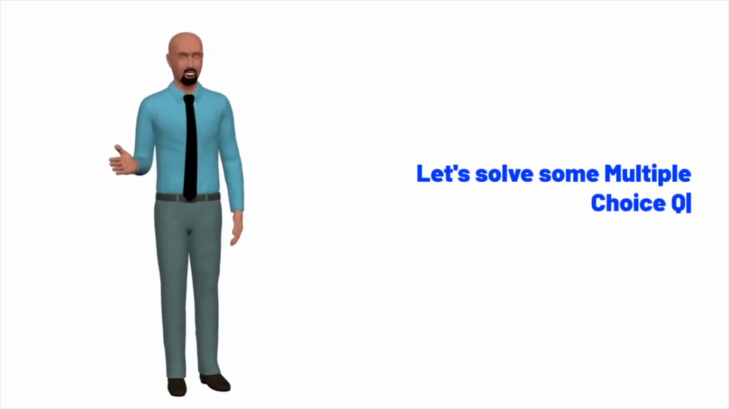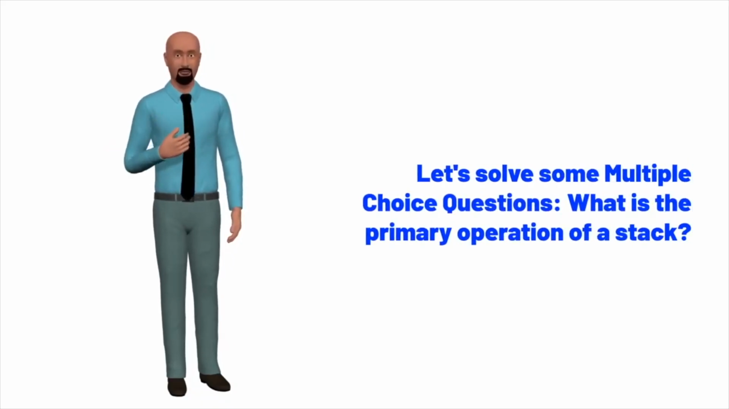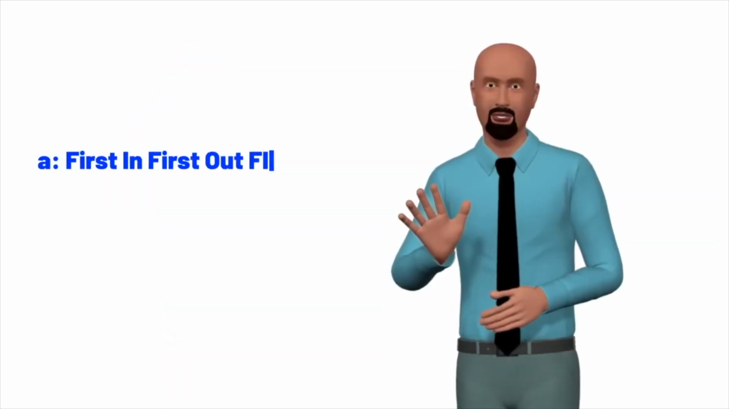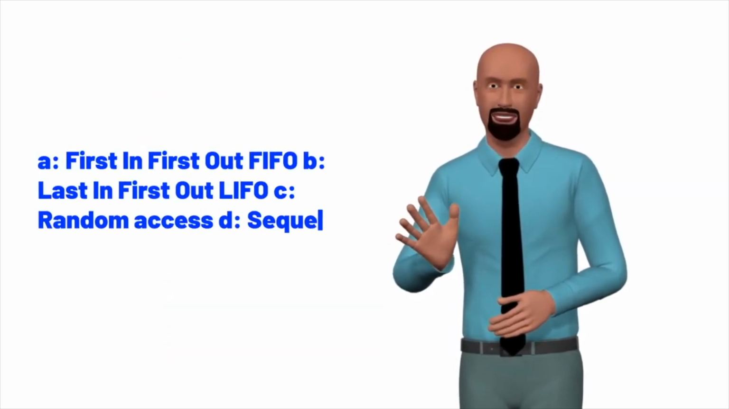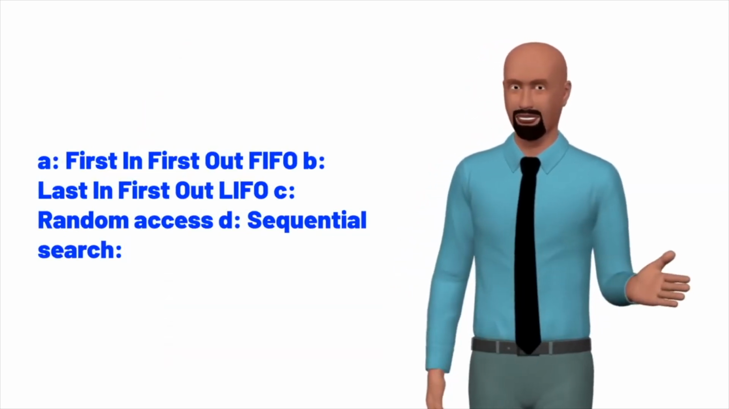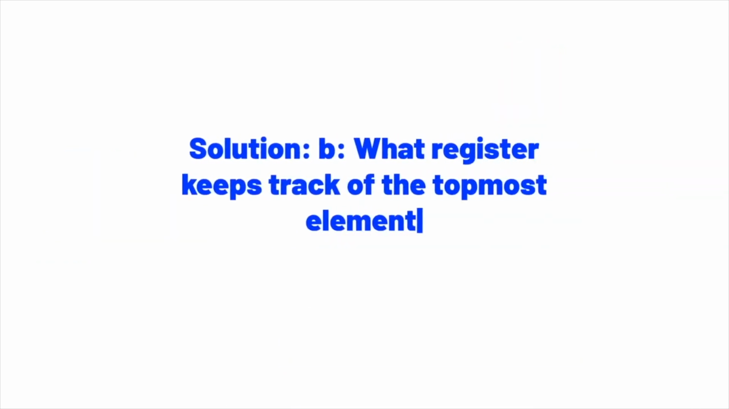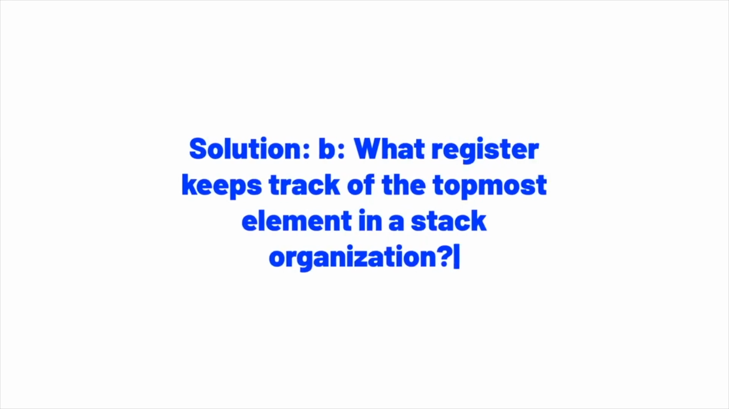Let's solve some multiple-choice questions. What is the primary operation of a stack? A. First in first out, FIFO. B. Last in first out, LIFO. C. Random access. D. Sequential search. Solution. B.